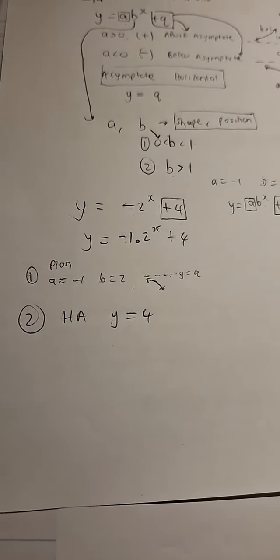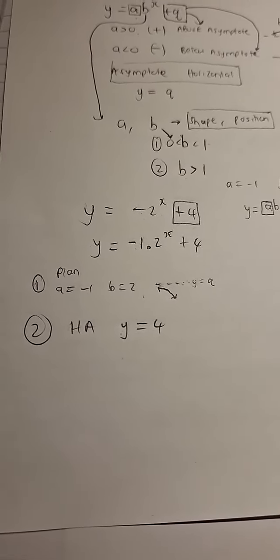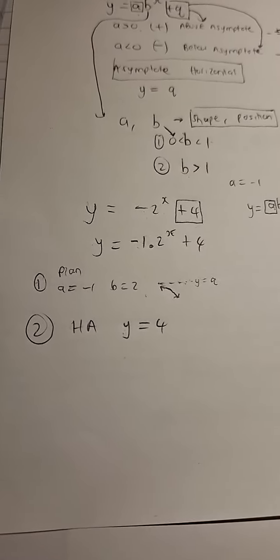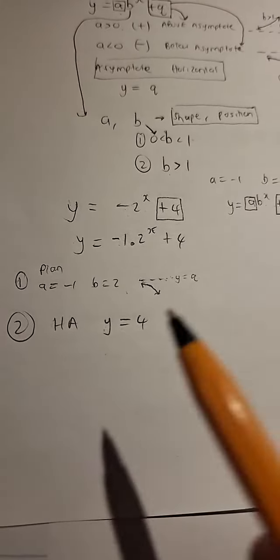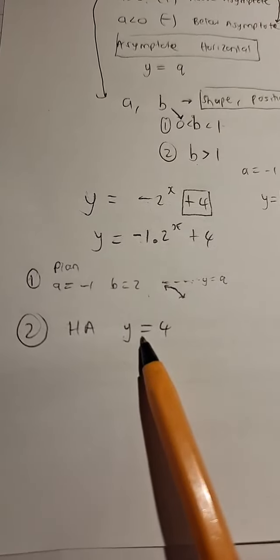Okay, so this is for the grade 10s, guys. I've got my grade 10s here, but of course, this will not hurt a grade 11 learner and a grade 12 learner because it's exponential functions. So yes, the horizontal asymptote is y is equal to 4.